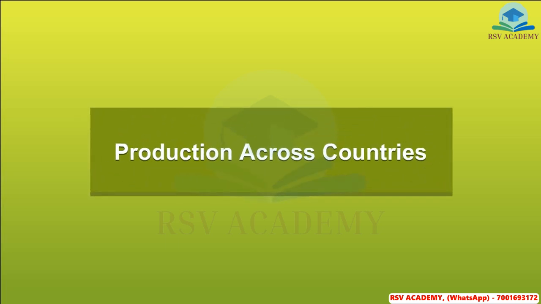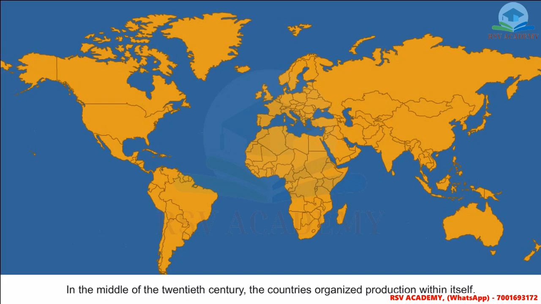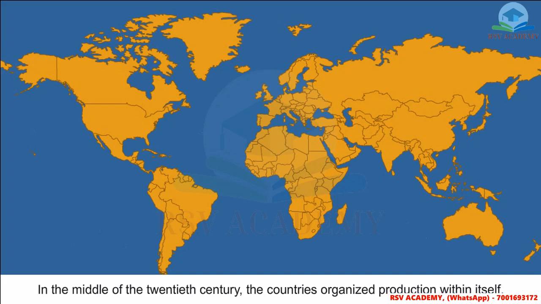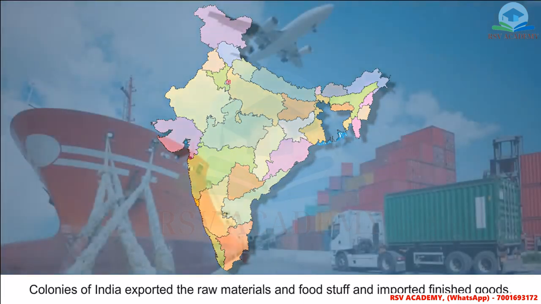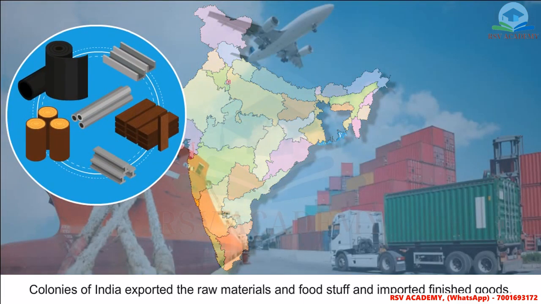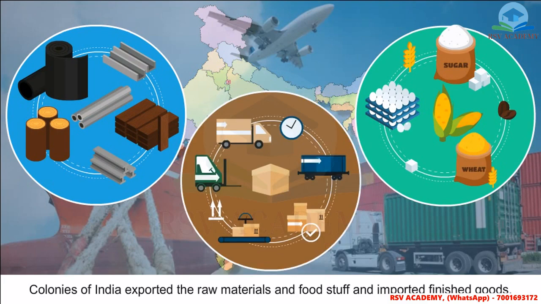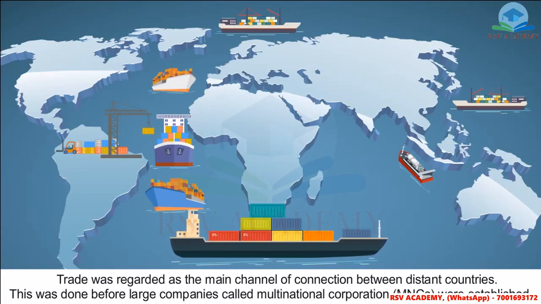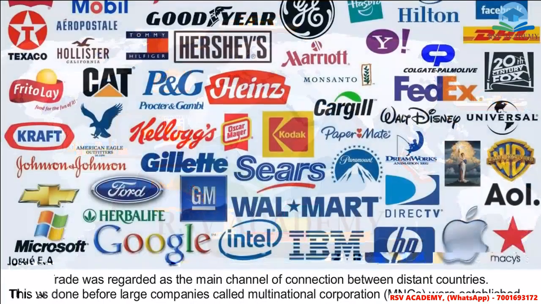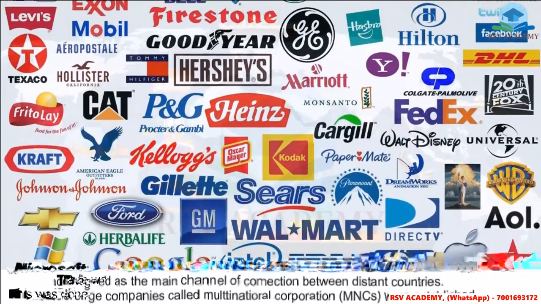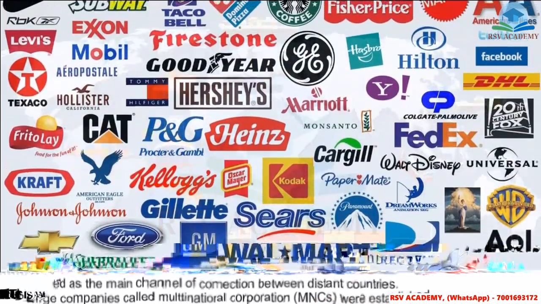Production across countries. In the middle of the 20th century, the countries organized production within itself. Colonies of India exported the raw materials and foodstuff and imported finished goods. Trade was regarded as the main channel of connection between distant countries. This was done before large companies called multinational corporations or MNCs were established.